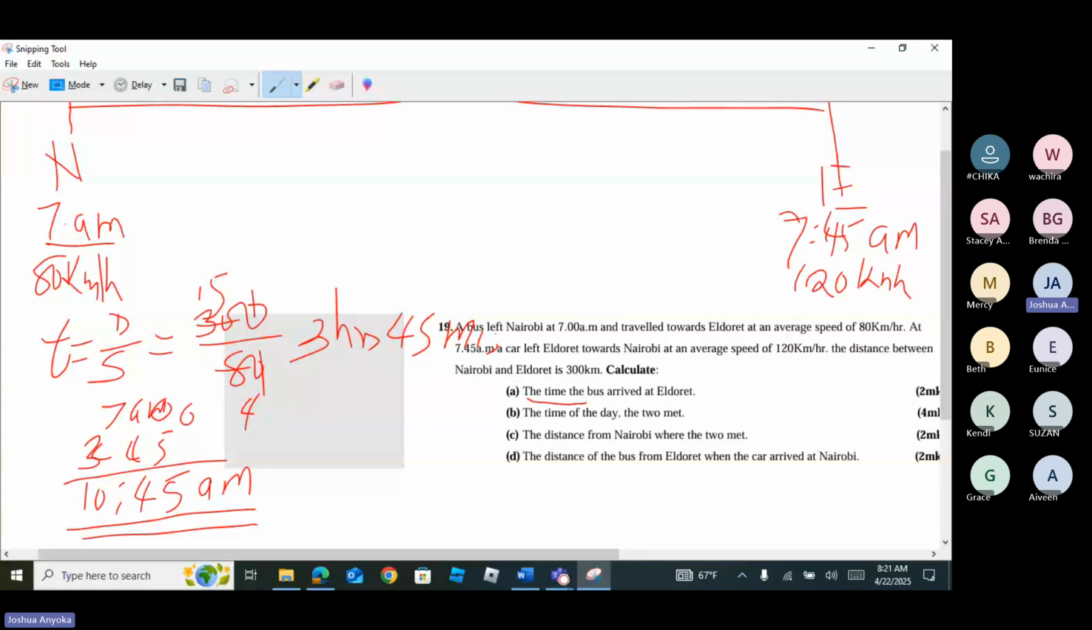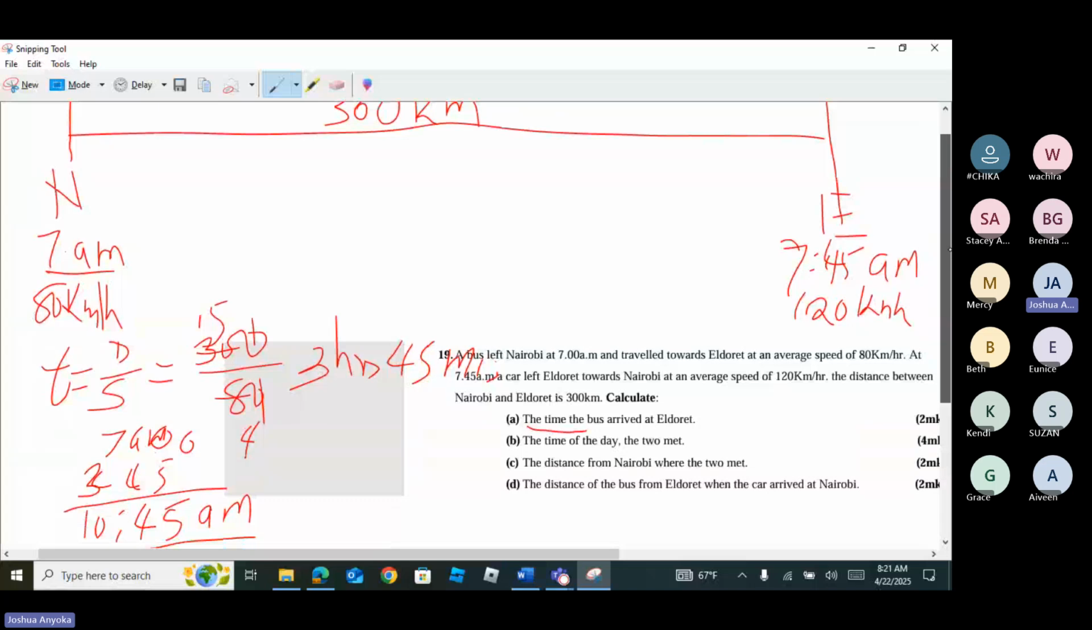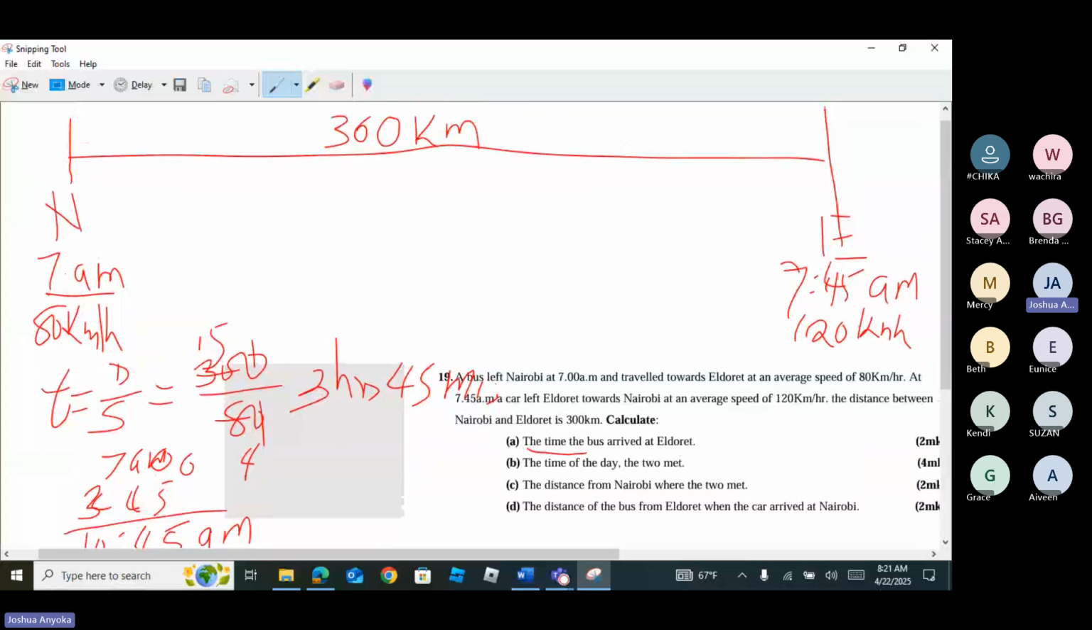Then now we move to, so it will arrive at 10:45. So it is the time taken from Nairobi to Eldoret. Then you add to the starting time. The time of the day the two met. This one now is involving relative speed. Time of the day when the two will meet. So they will meet at what time? Let us now start bringing in the ideas.